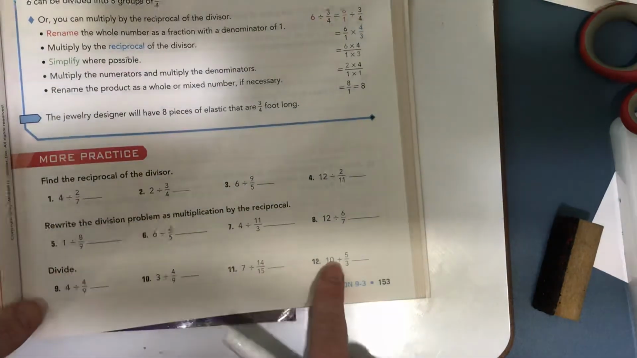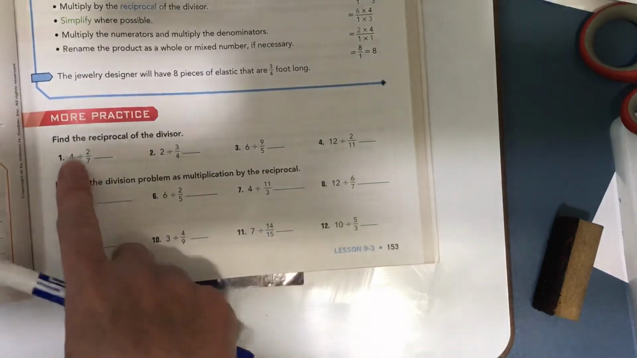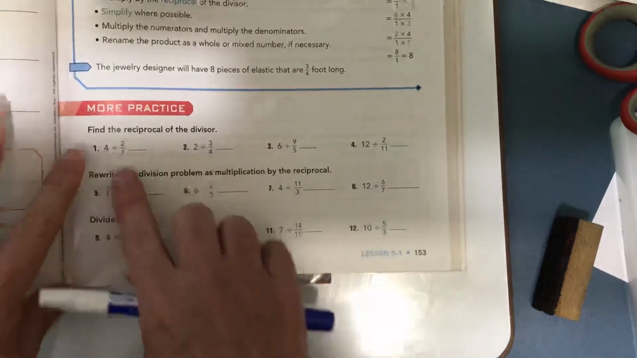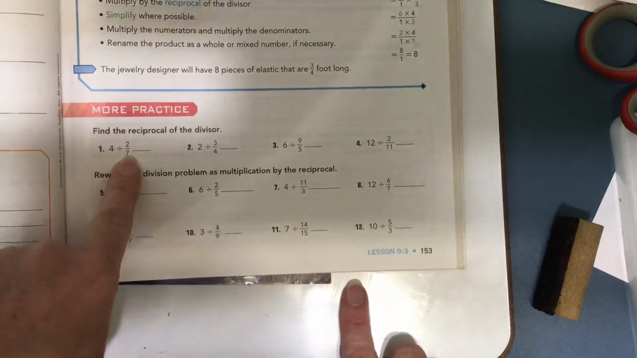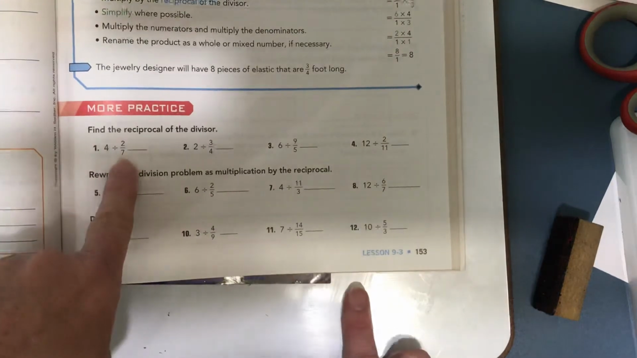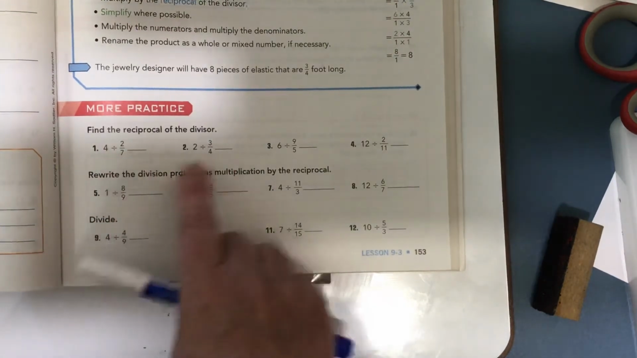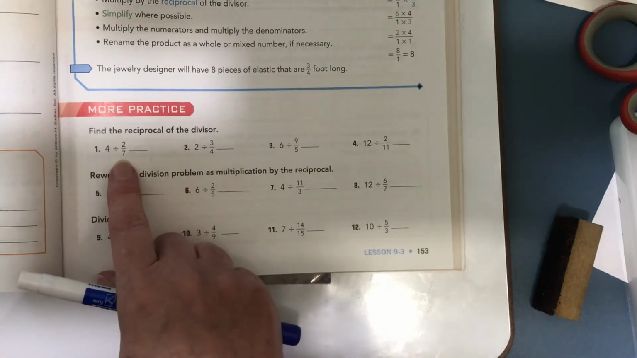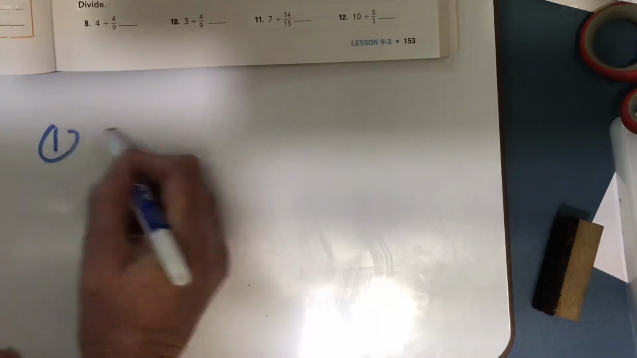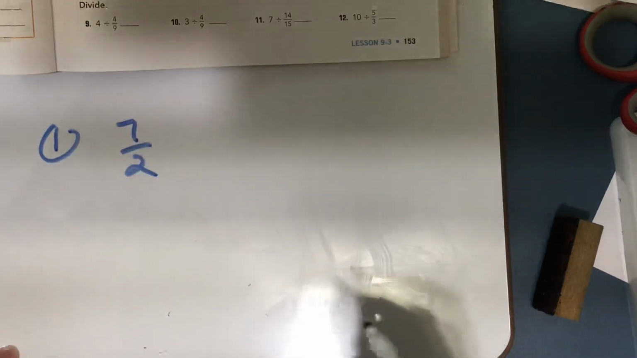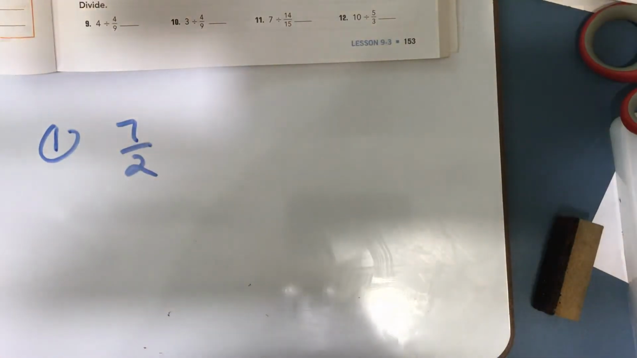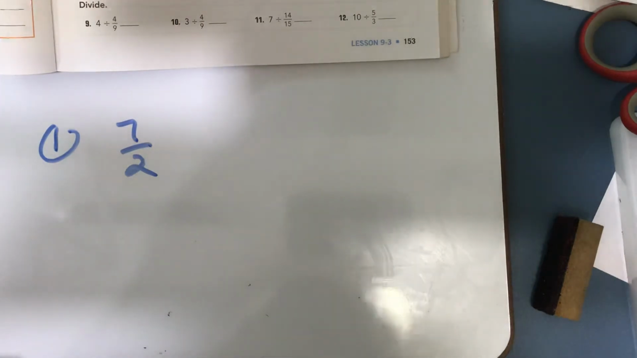All right, let's look here in your workbook on page 153. You're only going to do 153. There are 12 questions here. On the first part, it just says find the reciprocal of the divisor. You don't have to solve anything. All you have to write is the reciprocal of the divisor. Remember, the divisor is the number that you are dividing by. So number 1, the reciprocal of 2/7 is 7/2. That's all you have to write for number 1.